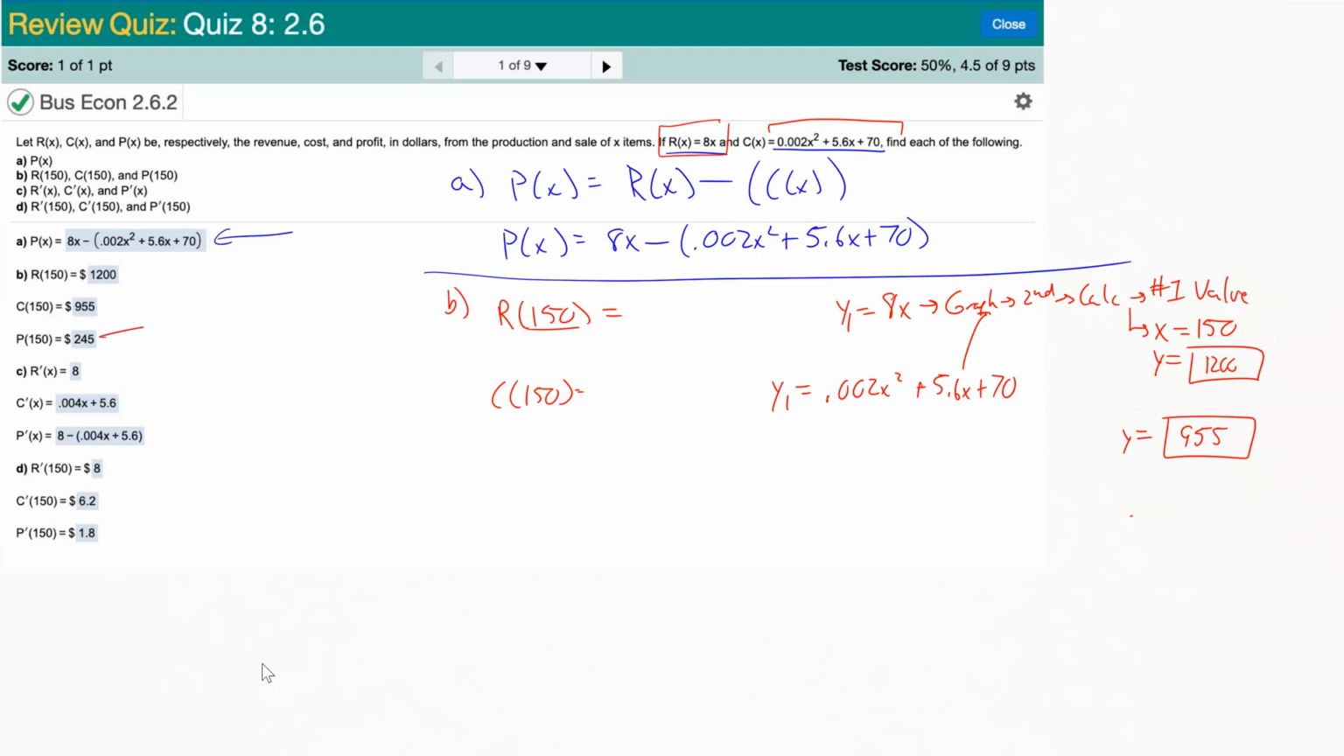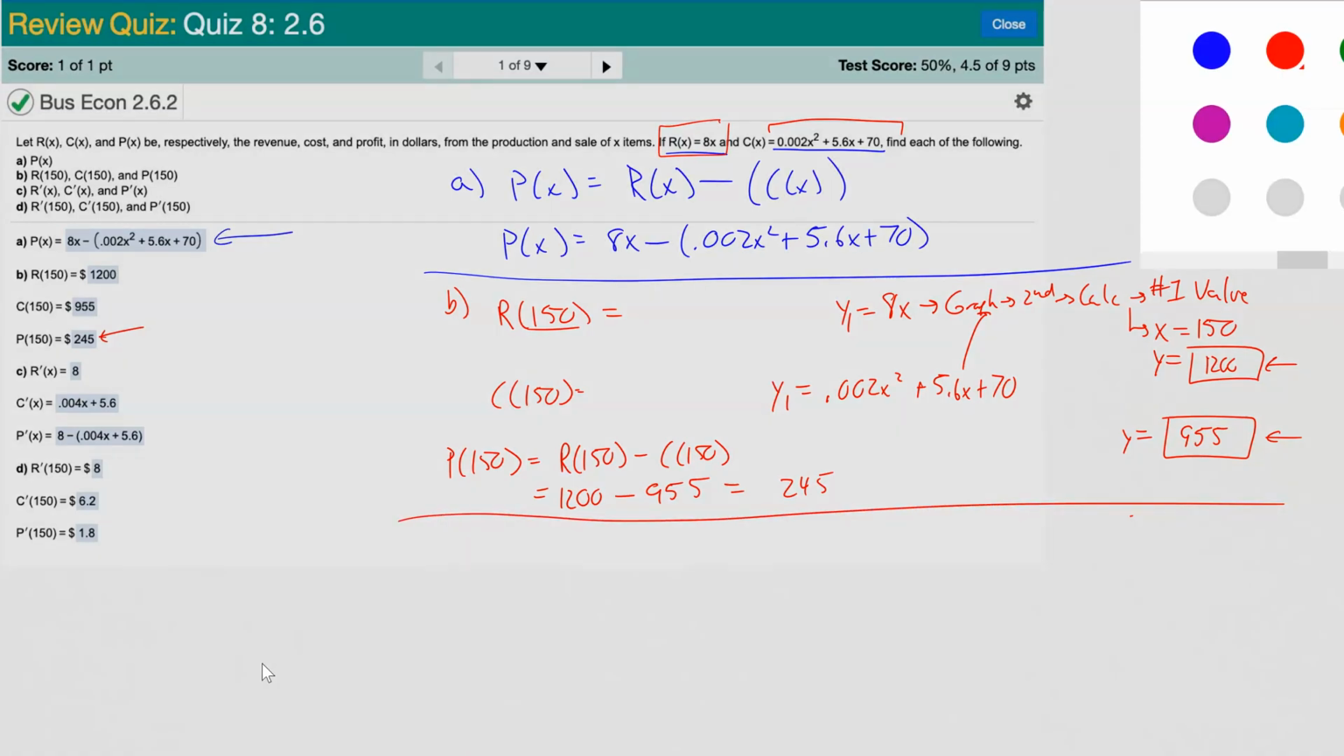On the last piece here, when they want the profit of 150, this is where I don't even worry about plugging in the equation that we got in part A, because that's a lot of places to type stuff in. We just want to remind ourselves that profit is just revenue minus cost. So R of 150 minus C of 150. Our revenue was the 1200 we got for the first part of this, and we'll subtract off of that the cost, which was the 955. You could plug that into your calculator, but that's going to get you 245.